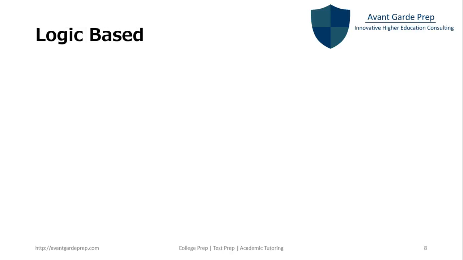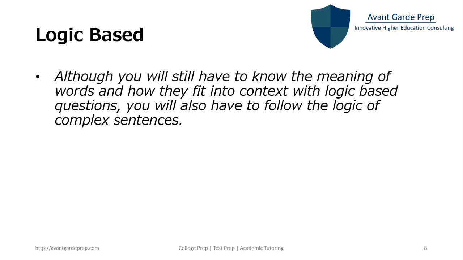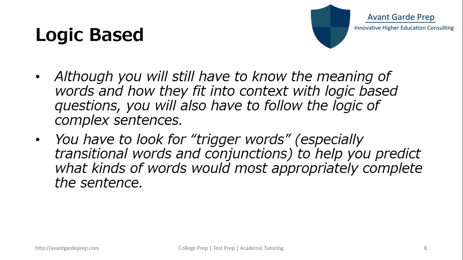Okay, now we're going to talk about logic-based, the other type of question for sentence completion. You're still going to have to know the meaning of words and how they fit into the context of a sentence with logic-based questions, but with these types of questions, you're also going to have to be able to follow the logic of a complex sentence. So when you're doing logic-based questions, you have to look for what I call trigger words, especially transitional words and conjunctions, because they're going to help you to predict what kinds of words would most appropriately complete the sentence.